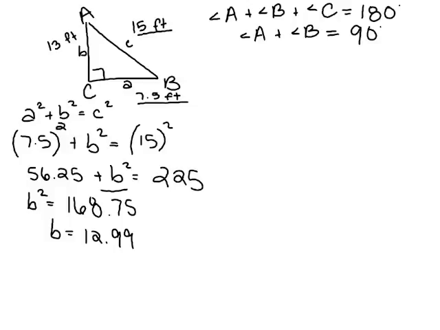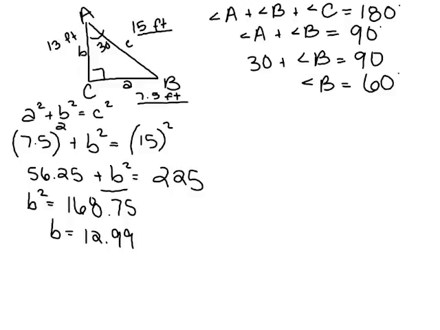So let's say on this triangle I'm given a measurement for angle A. Angle A, let's say, equals 30 degrees. How do I figure out angle B? We call this the easy way. So 30 plus angle B equals 90. All right, so 90 minus 30, angle B equals 60 degrees.